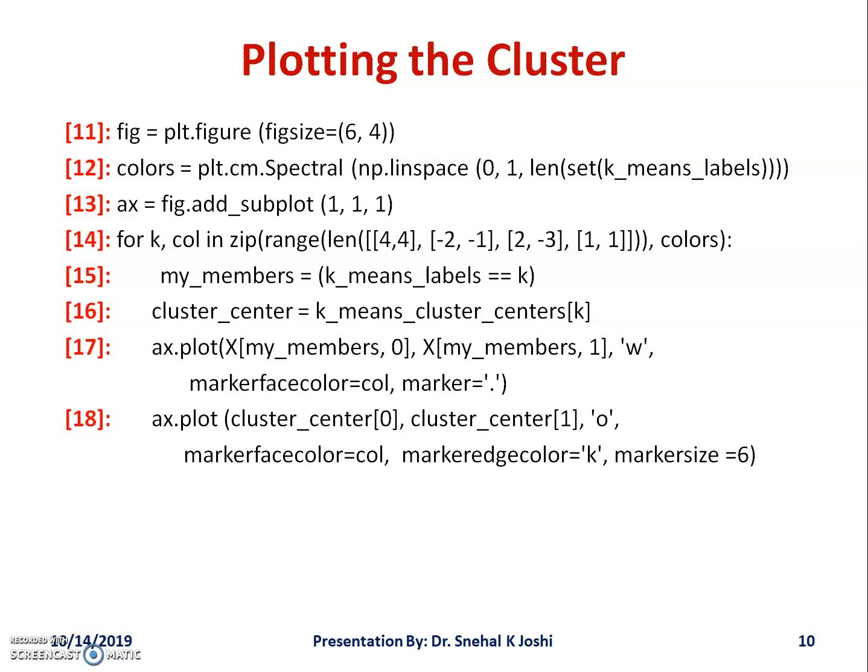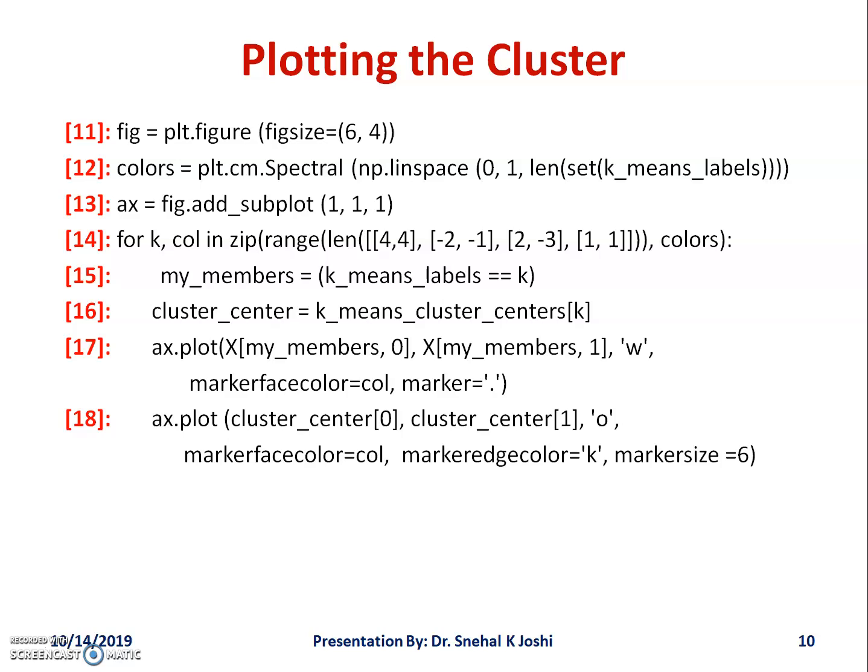For this purpose, we have written code to plot the outcome of the model. As shown in the code in line 11, we initialize the plot with specified dimensions, which is 6 by 4 inches. Next, as shown in line 12, we are using colors.spectral to create a color map. It will produce an array of colors based on the number of labels available. We use the set of k-means labels function as shown in line 12 to get the unique labels.